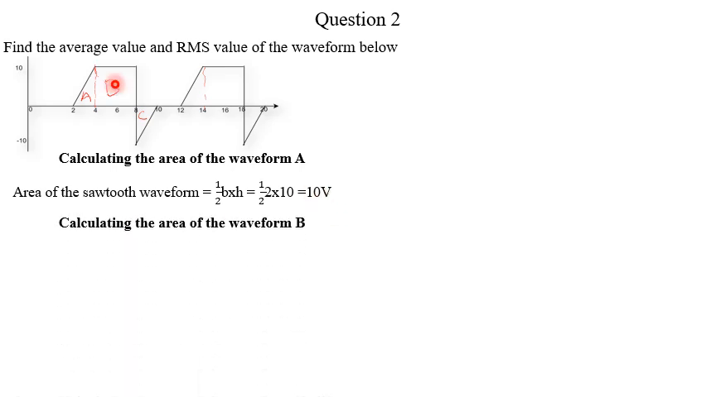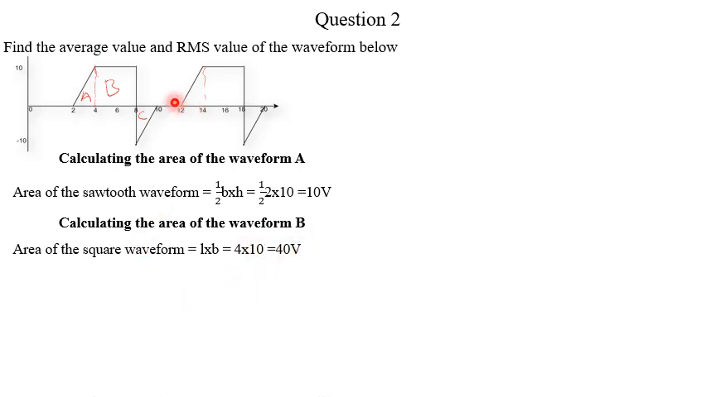Then we're calculating area B, which is the rectangular wave, or some people call it the square wave. Calculating the area of this, it becomes our length times our breadth, and our length is 8 minus 4, which gives us 4, and the breadth, that's the height, the peak, is 10. So it will be 10 times 4, which gives us 40 volts.